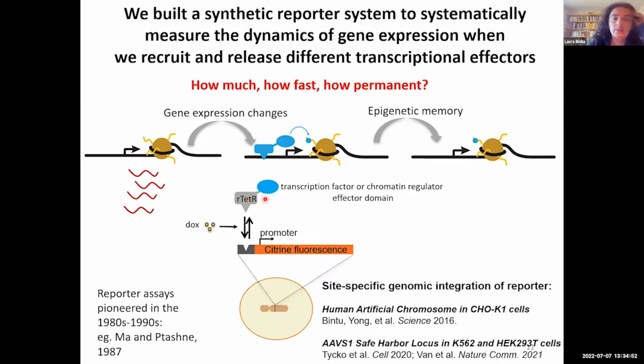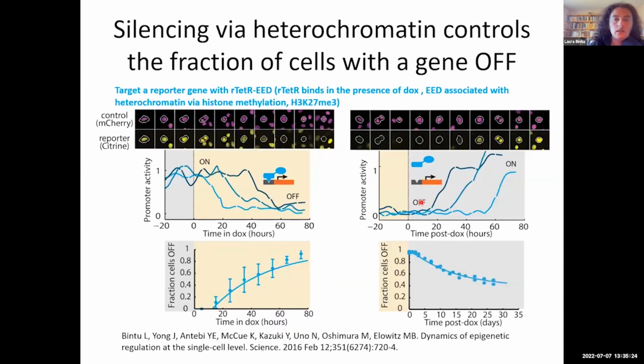In cells that already have this gene expressing a fluorescent protein, we express a fusion between a DNA binding domain and whatever transcription factor or chromatin regulator effector domain we want to study. By adding doxycycline to the cells, we can induce this DNA binding domain and the effector domain to come to the gene, presumably turning it off. We started with repressors. And by washing out doxycycline from the media, we can release it and look at the epigenetic memory. And here's how the data looks.